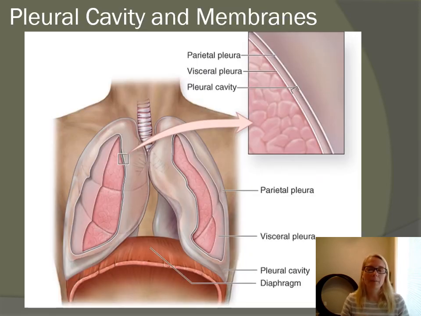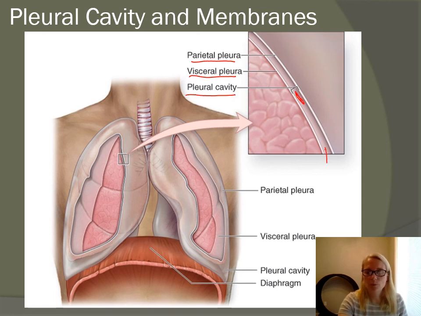Okay, and then lastly, just a quick look at your pleural cavity and membranes. So remember we were taking a look at serous membranes. Serous membranes are found in sealed body cavities. Just like we had the pericardial, visceral, and parietal, we have the visceral and parietal pleura, which are found in the pleural cavities. Your visceral pleura is found on the surface of the lung. The parietal pleura is found on the wall of your pleural cavity. And then we have the space in here.